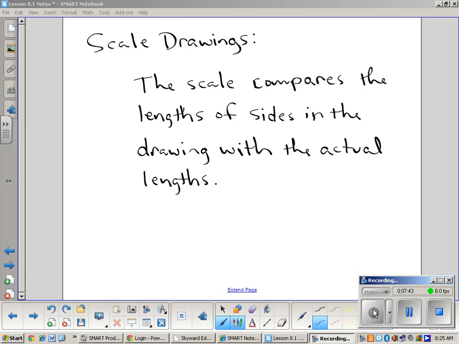So in the scale drawing, the scale compares the lengths of sides in the drawing with the actual lengths in real life. Okay? When you build a house, you're going to use a scale drawing. It's called the what of the house? Anybody know? Louder, please. The blueprints. Okay? The blueprints will have the actual picture of the house, but it will have the lengths. It'll tell you exactly where to put windows, where to put doors. It'll tell you where to put walls. It'll have every dimension you need to have. It'll be on there. Okay?